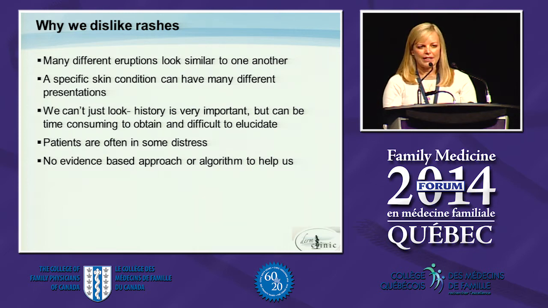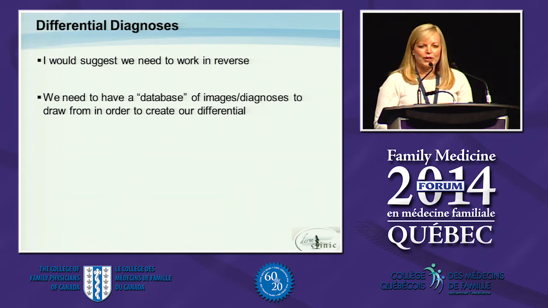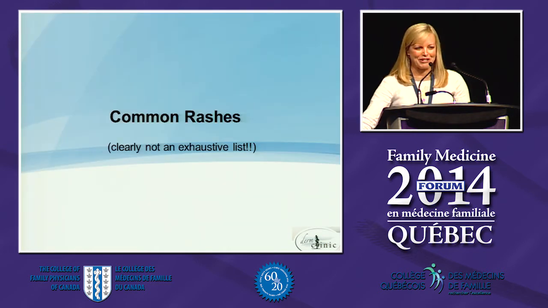There really isn't a great evidence-based approach or algorithm, so sorry, I'm not going to give you that magic algorithm to solve all your rash problems. We really just have to start to build a repertoire of images in our head that we match up with some tips and tidbits from our history and physical. Coming up with that differential diagnosis is key, and I would suggest that we need to work in reverse. We need to collect a database of images in our minds that we can store, and when we see these patients in the office, we can try to match them up. So that's what we're going to do to start with. Clearly this is not an exhaustive list.